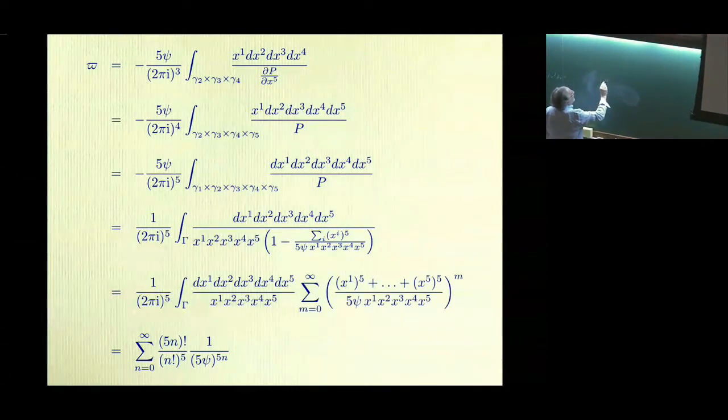The integral of dz over z to the m, over a small cycle, is 1 if m equals 1 and 0 otherwise.